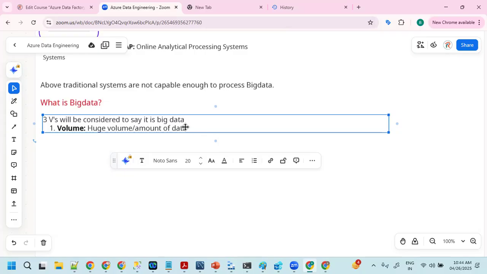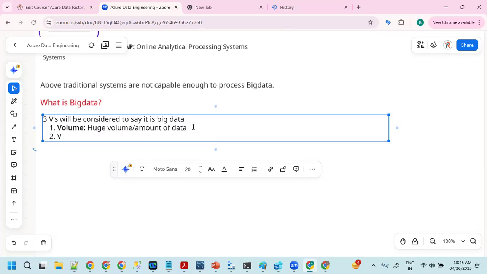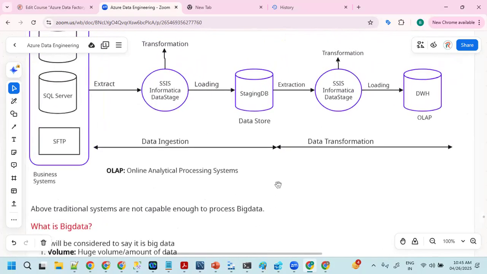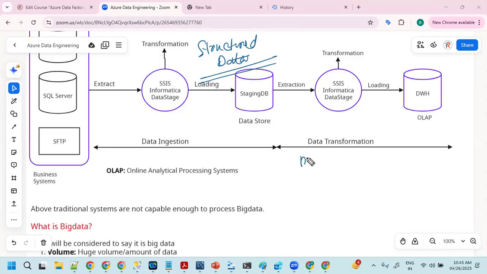Another characteristic is variety. Variety means we have structured data, semi-structured data, and unstructured data. All these are the varieties of data. Traditional systems store only structured data. Before big data was introduced, there was only structured data. The problem happened because of the massive volume of data and the varieties of data.